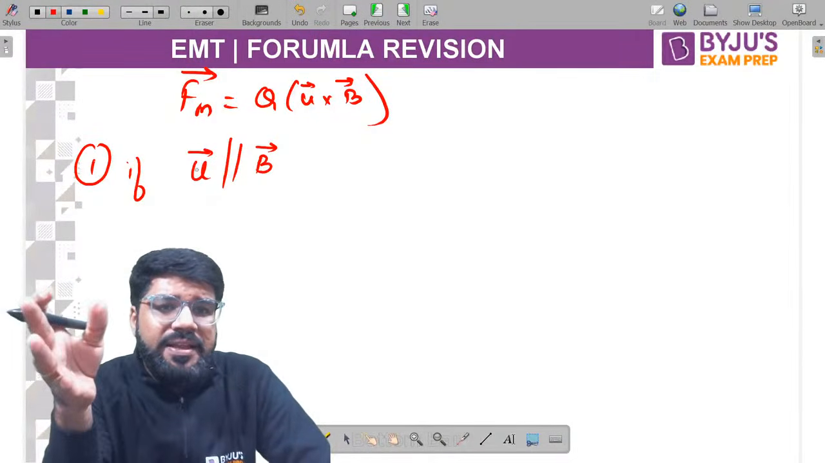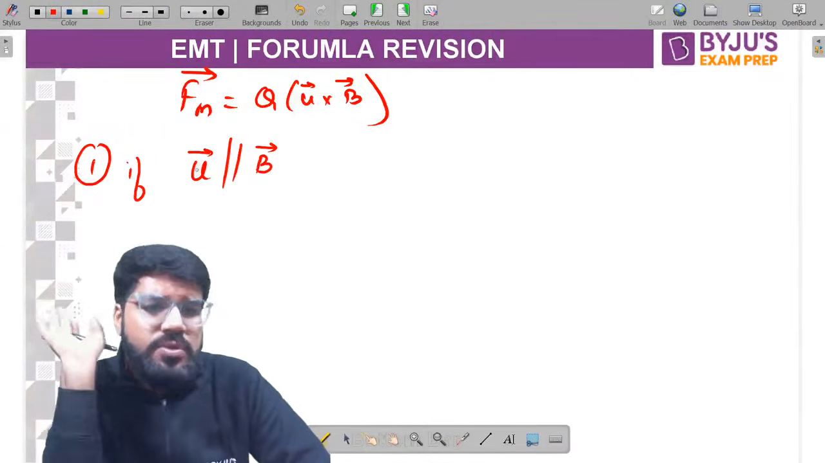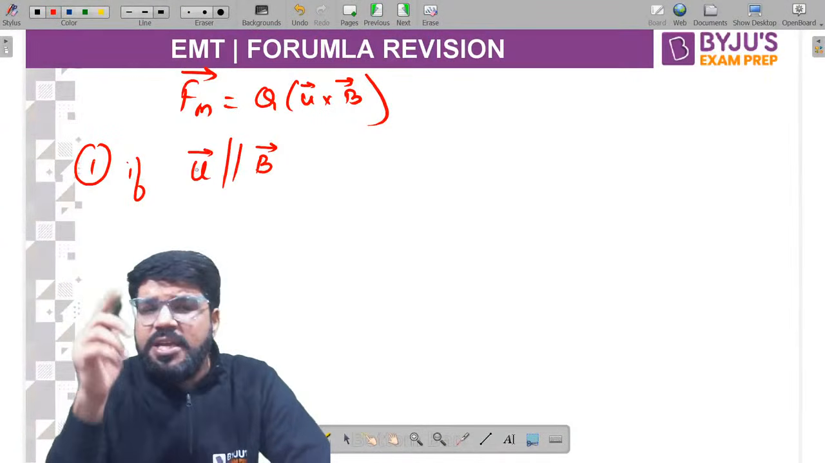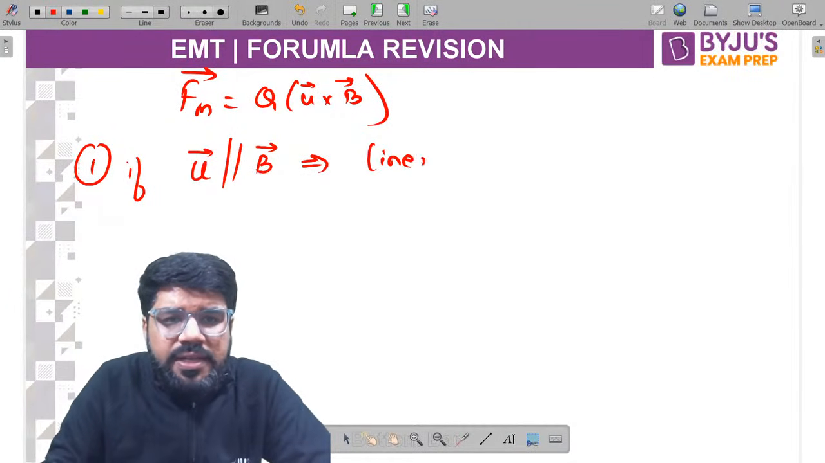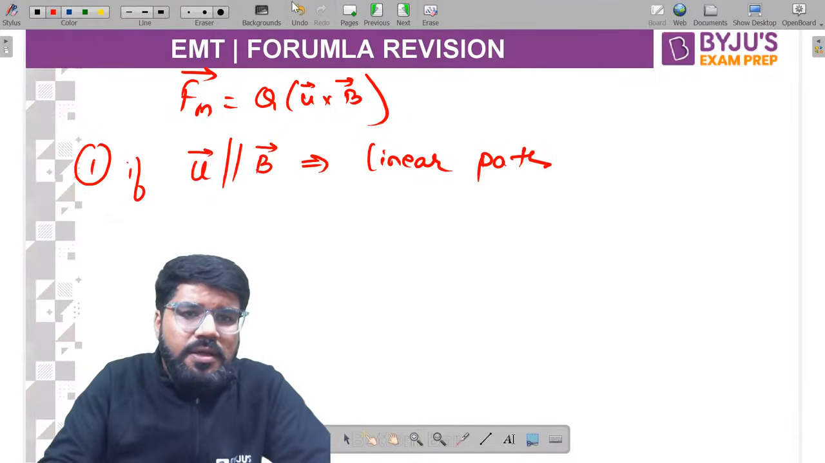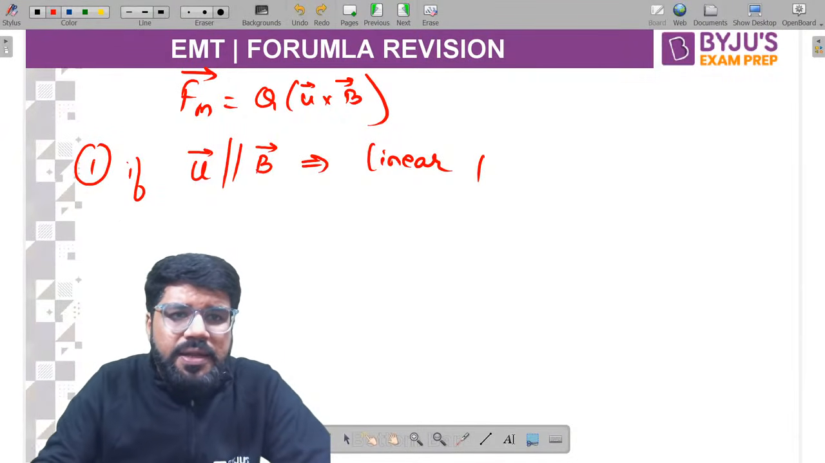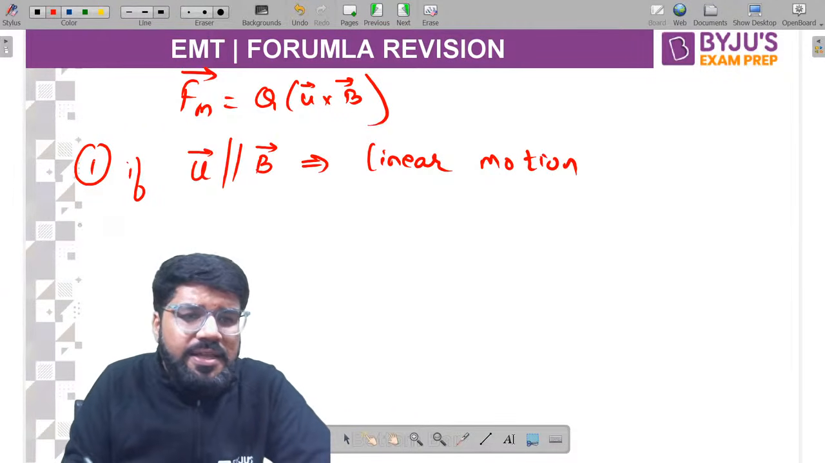F is mass into acceleration, and acceleration is the rate of change of velocity. When we solve this and put the net force equal to 0, we get the trajectory of the particle, and the particle is going to move in a linear motion. The particle will follow a linear path.